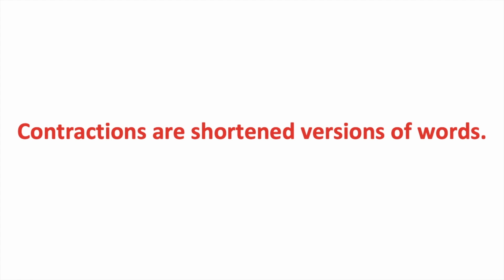Contractions are shortened versions of words. Contractions are used in both written and spoken English. We usually combine two words to make one shorter word by removing some letters. We then place an apostrophe where the letters are missing. Let's go through some examples.